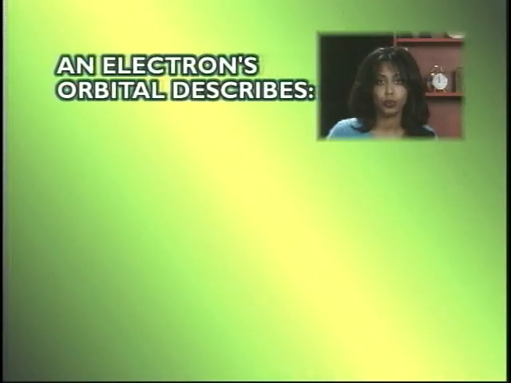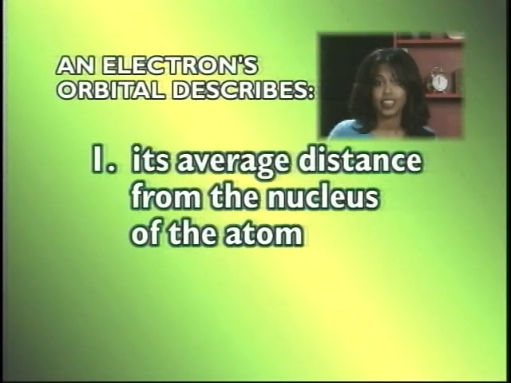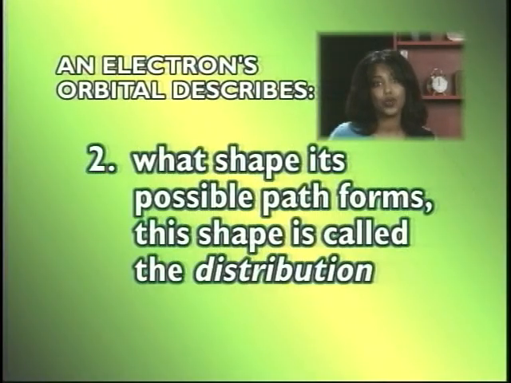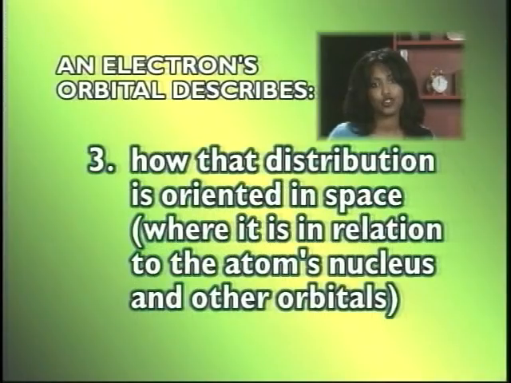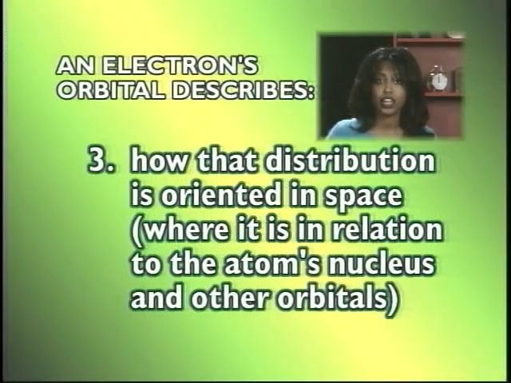An electron's orbital describes three things about the electron. Number one, its average distance from the nucleus of the atom. Number two, what shape its possible path forms. This shape is called the distribution. And three, how the distribution is oriented in space. In other words, where it is in relation to the atom's nucleus and the other orbitals.